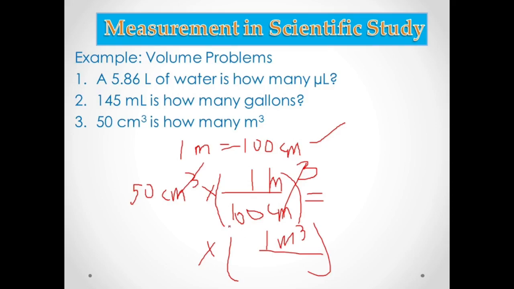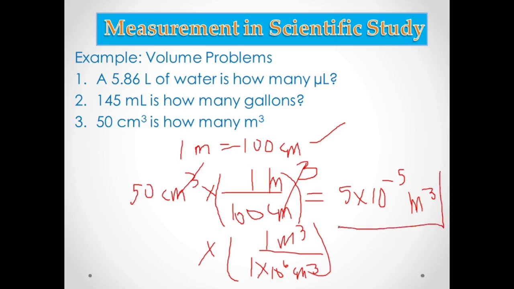100 cubed is how much? That is actually 1 million, so that is 1 times 10 to the 6 cubic centimeters. So 50 divided by 1 times 10 to the 6 becomes 5 times 10 to the negative 5 cubic meters. So this is now your final answer.